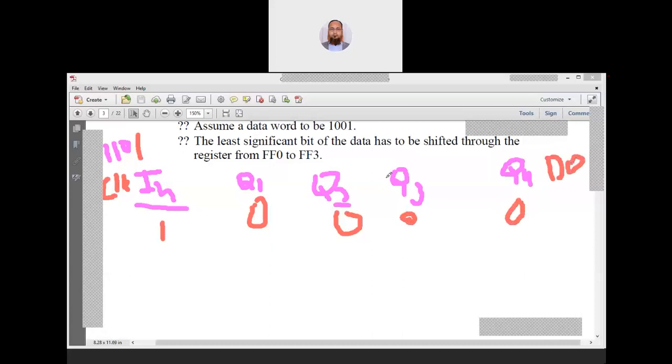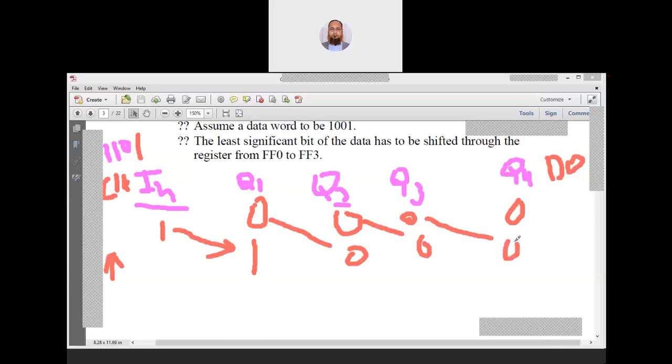This is another format in which we can do the same operation. What will happen as soon as the clock comes? Initially the input was 1. This was the initial state. All the 4 bits were 0. Input was kept 1. Now the clock comes. So what will happen? This will move right like this. This will come here 1. This will come here 0. This will come here 0. This will come here 0. And this will go out. This will change to 0.